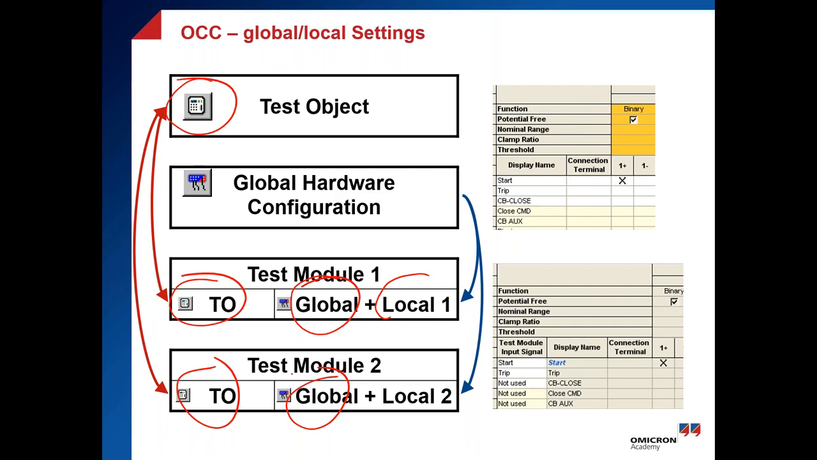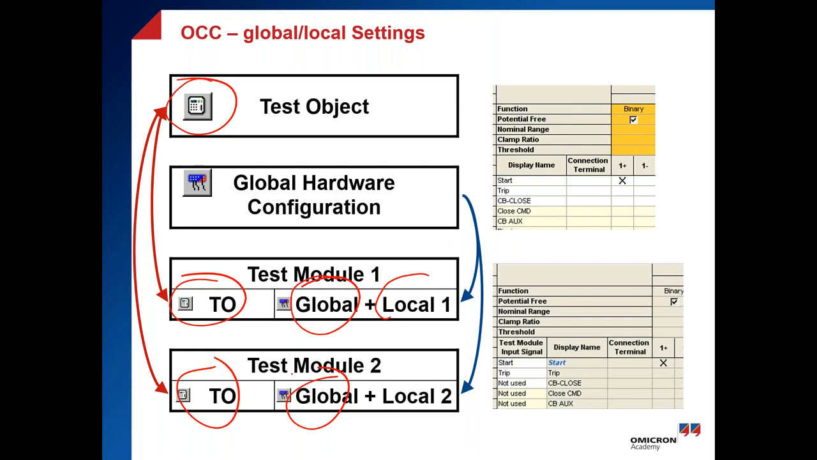For module number 2, I need binary input number 1, not for pickup, for trip. I can do it. I will just give binary input start and binary input trip, and I can give the names binary input 1, binary input 2.